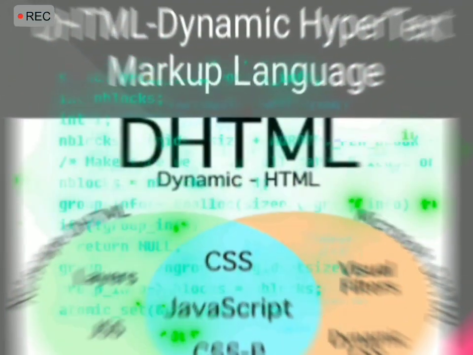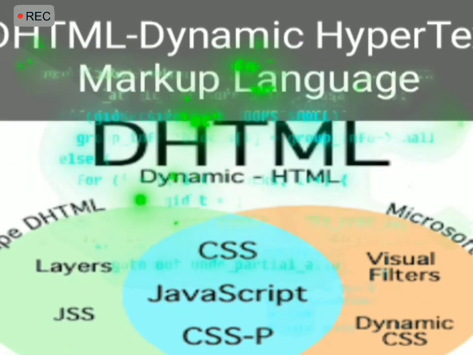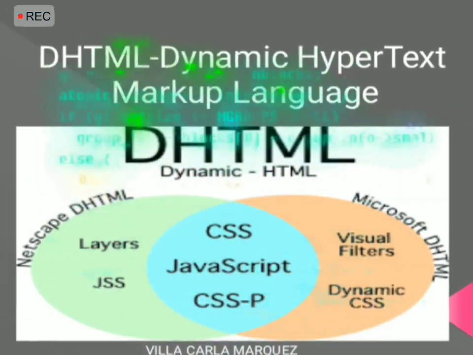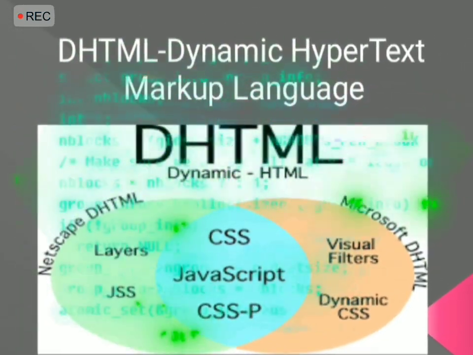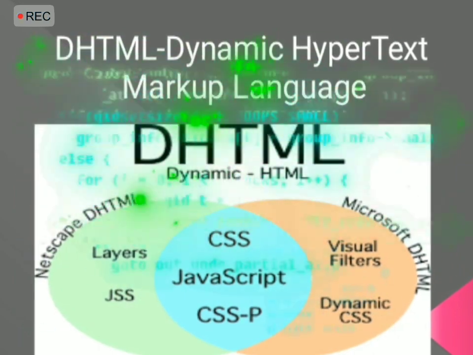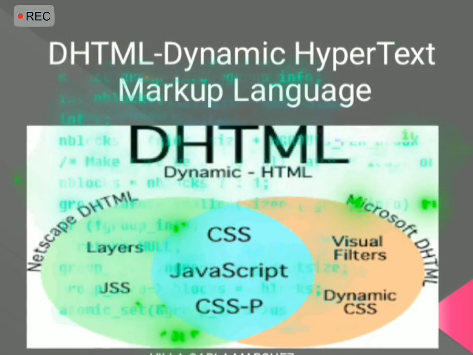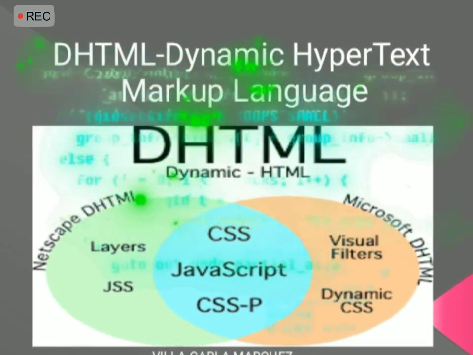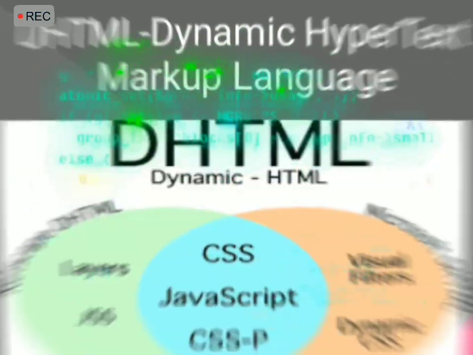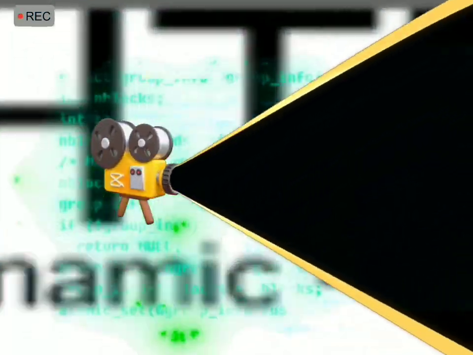Today, I'd like to present an example code of DHTML that demonstrates how to create a simple interactive form using HTML, CSS, and JavaScript. This form will validate user input and provide real-time feedback to the user. Let's dive into the code and see how it works.